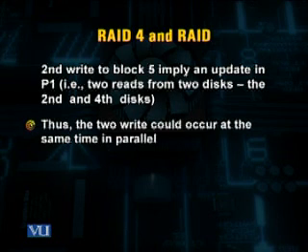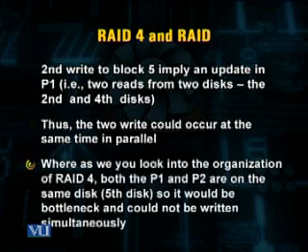So we can say that the 2 writes could occur at the same time in parallel, because as you can see in this example, for the first write, the first and third disks are to be accessed, and for the second write, the second and fourth disks are to be accessed. However, if you look at RAID level 4, you can see that both the parity blocks P1 and P2 are on the same disk, that is the fifth disk. So it would be a bottleneck and could not be written simultaneously.